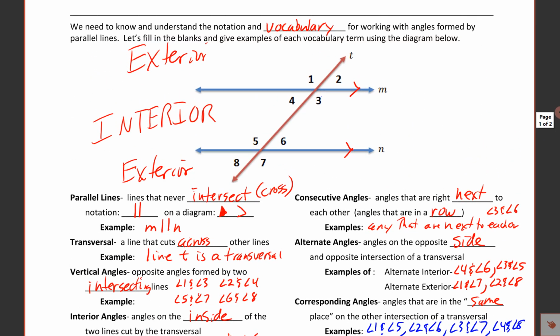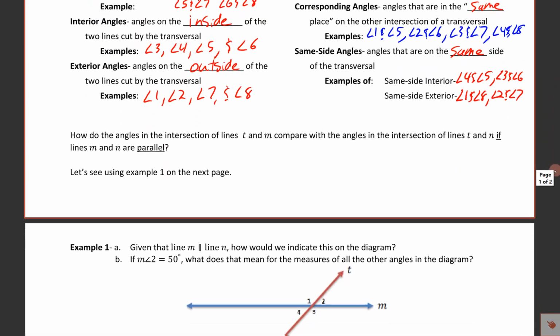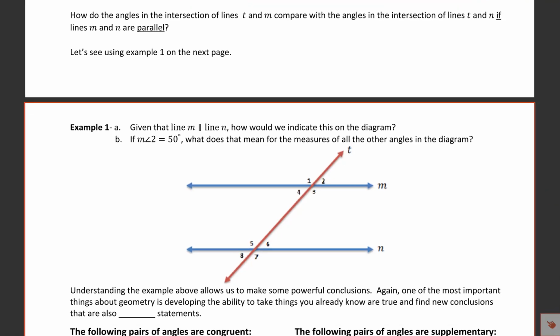Okay, so what it's asking is, what can we say about these angles that we just talked about. We've got all these funky names for them if those two lines are parallel. So we're going to come over here and take a look at example 1 and figure that out. It says, given that line M and N are parallel, so line M is parallel to line N, how would we indicate this on the graph? So I'm just going to put a little arrow right here, okay?